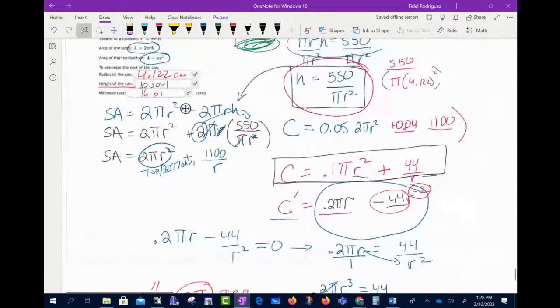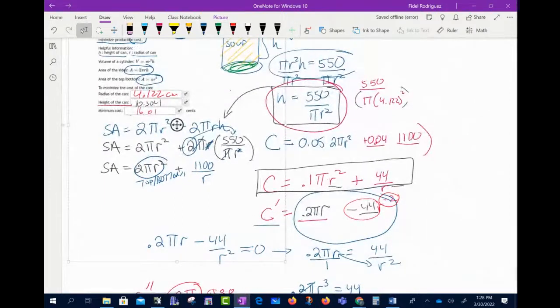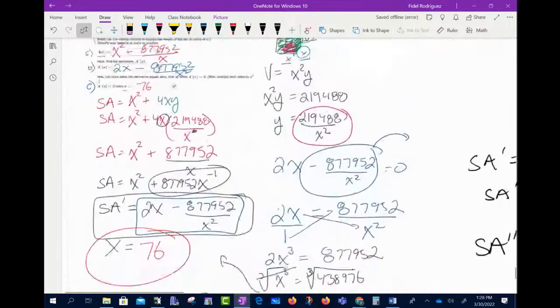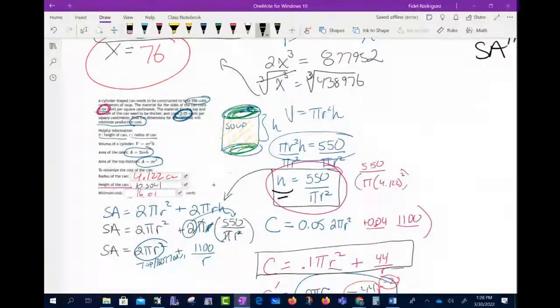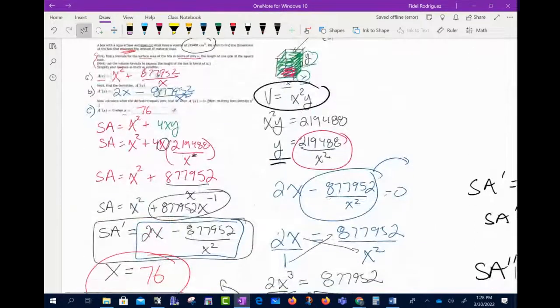So y'all, a couple of things I really wanted to emphasize here. In both this problem and the problem that we did before, I want y'all to notice something. The first thing we did is we used the volume formula to solve for the letter y here, and here for the letter h, because we're trying to write the area in terms of only one letter. Because this was a can, we wrote the area only in terms of the radius. Because this was a box, we wrote the area only using the variable x.